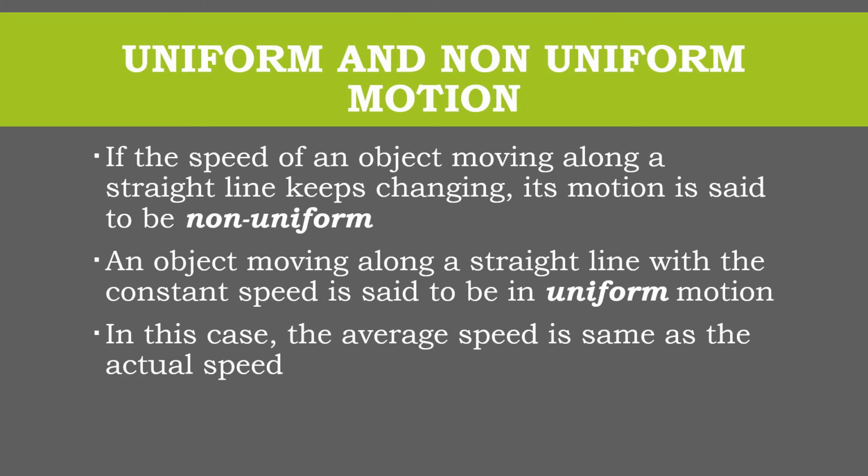Uniform and non-uniform motion. If the speed of an object moving along a straight line keeps changing, its motion is said to be non-uniform. While an object moving along a straight line with constant speed is said to be in uniform motion. In this case, the average speed is the same as the actual speed.